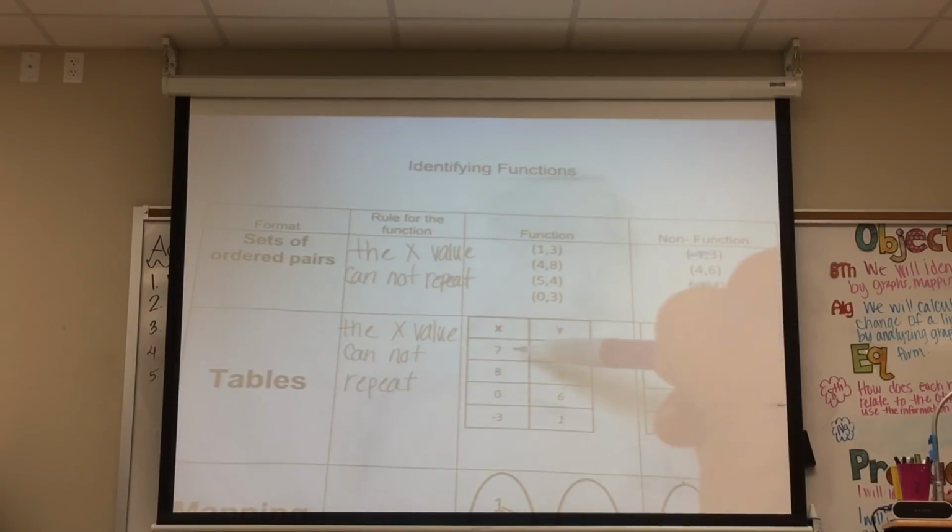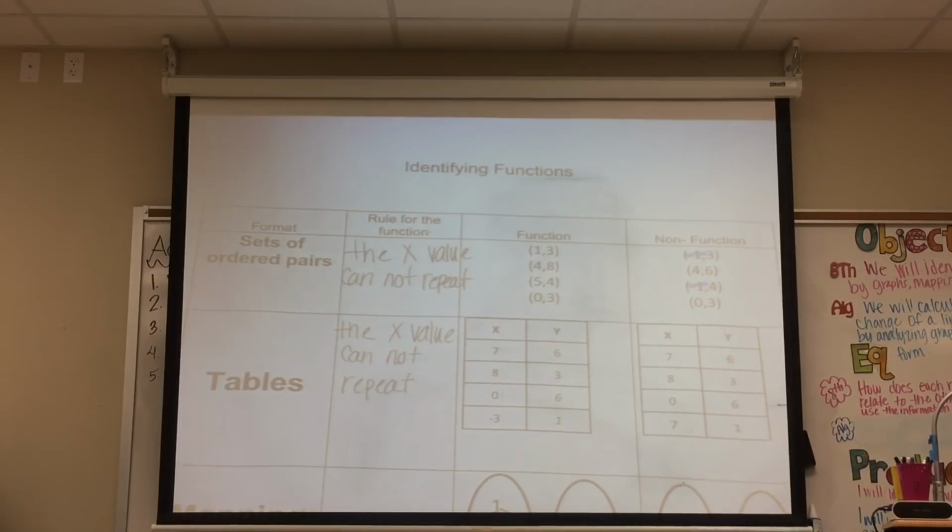So when I look at this table right here, I see a 7, 8, 0, and -3. None of these values repeat, so therefore this is a function. When I look at this table, I have 7, 8, 0, and 7. This is not a function because these 7s are repeating.